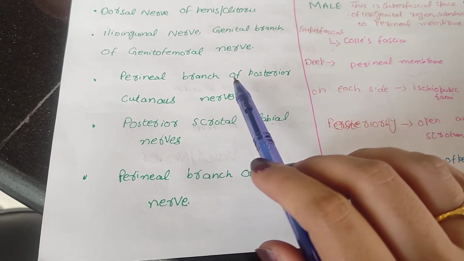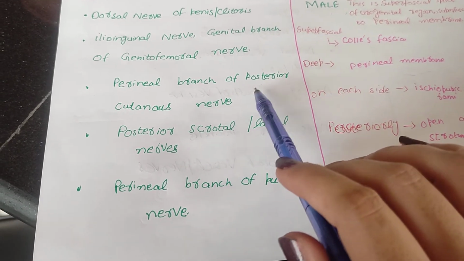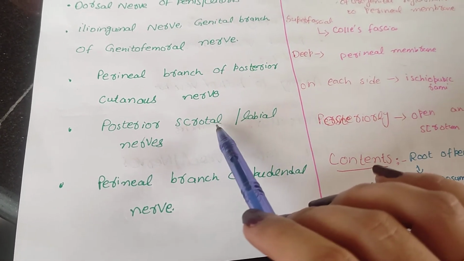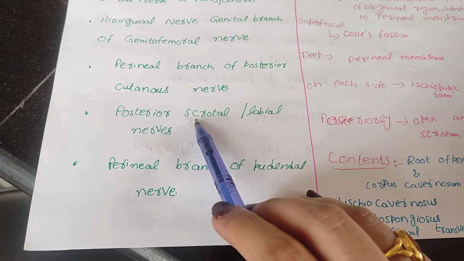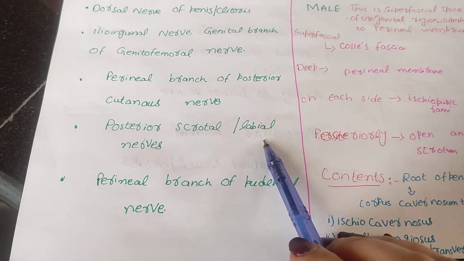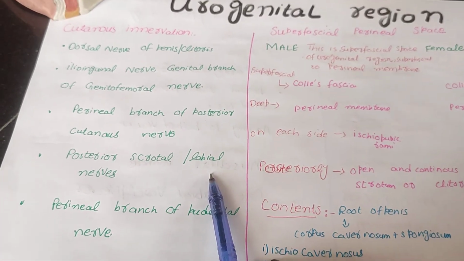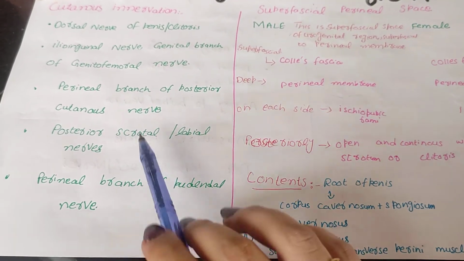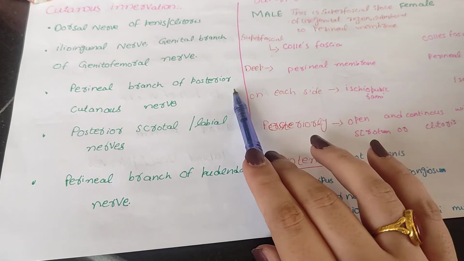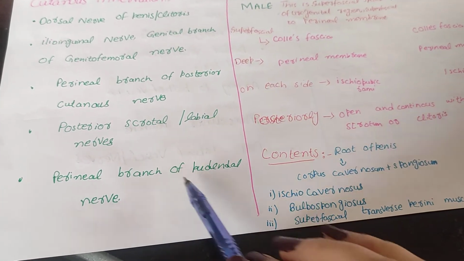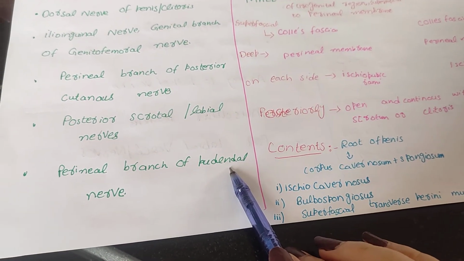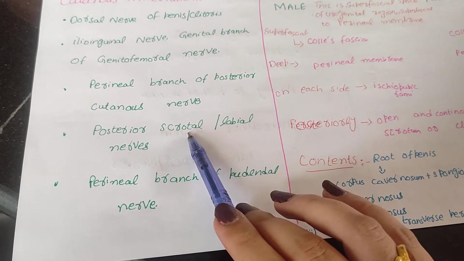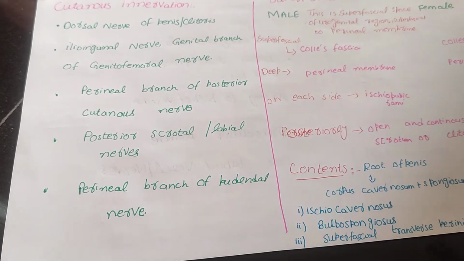Then one branch is the perineal branch, which comes from the posterior cutaneous nerve. Then the posterior scrotal nerve will supply in the males, and the posterior labial nerve will supply in the females. And then another perineal branch will come from the pudendal nerve. So there are two perineal branches: one coming from the posterior cutaneous nerve and one coming from the pudendal nerve. And then we have the posterior scrotal in males and posterior labial in females.